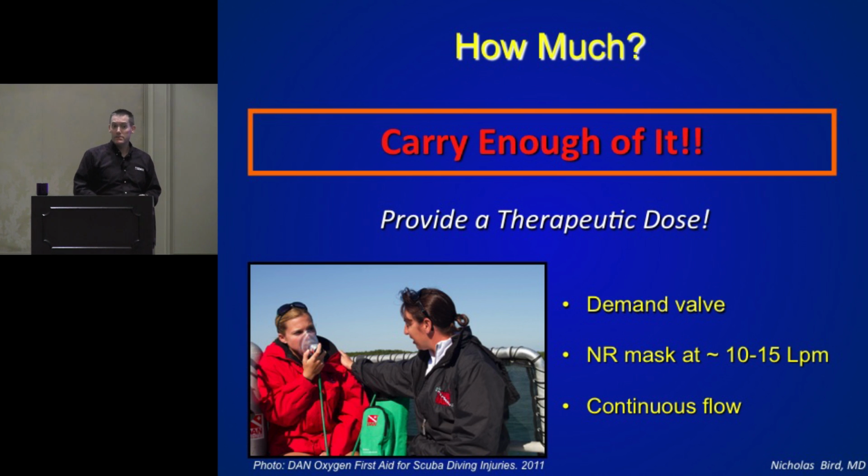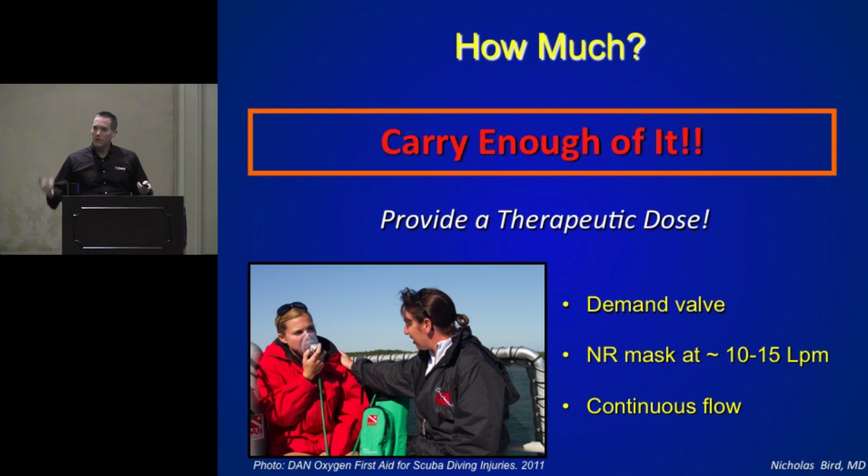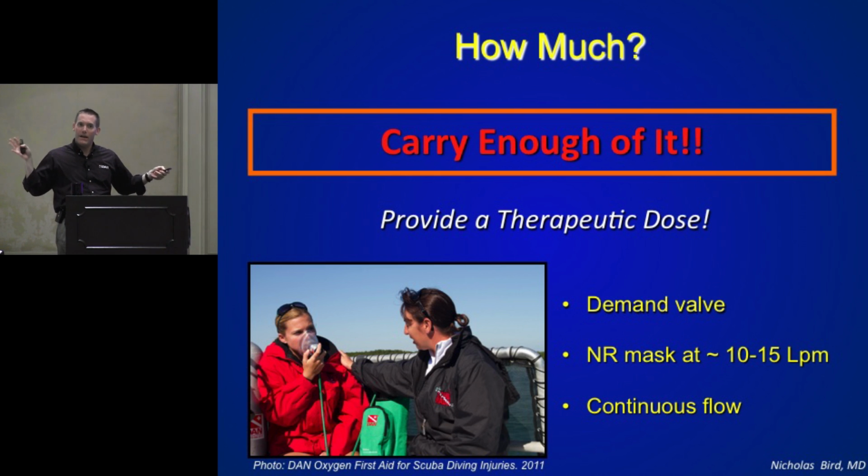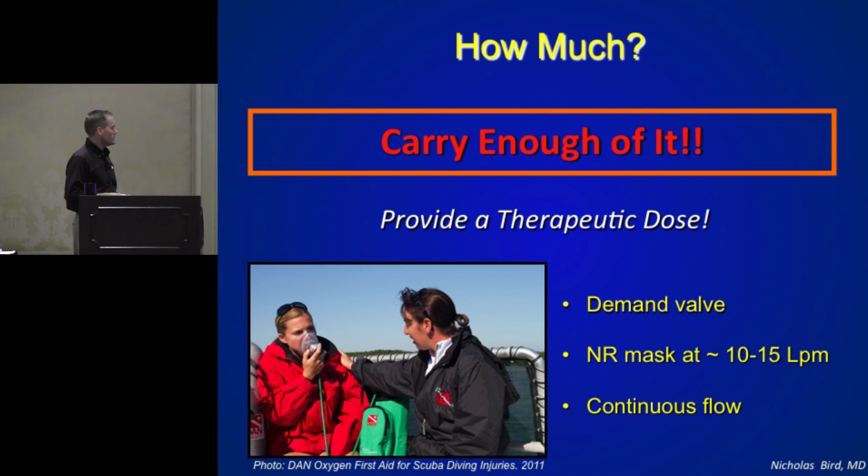How could you increase the duration that that oxygen provides? You can use a demand valve. If you're using a non-rebreather mask where you're blowing oxygen like mad, you're going to run out of O2 pretty quickly, and it's hard to have that kind of volume on most boats.